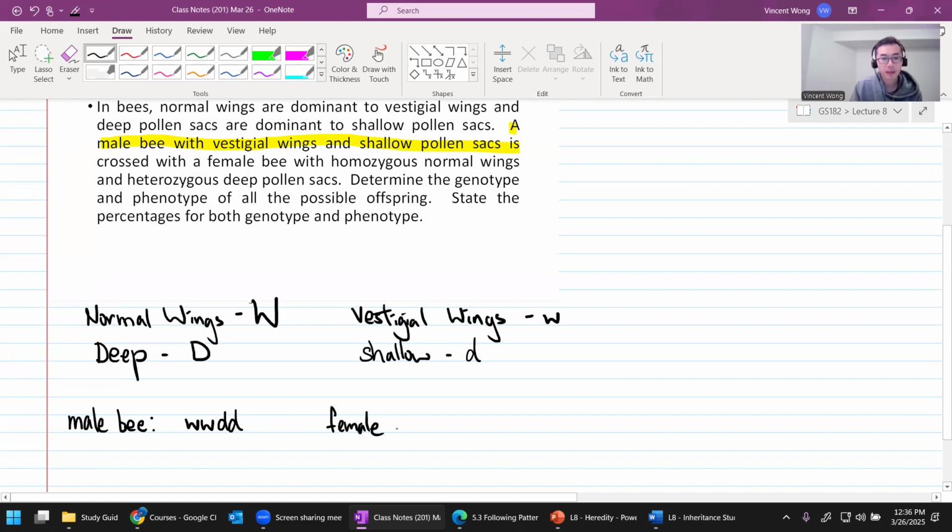Okay, and then we're going to look at the female bee. Female bee is right here. Homozygous normal wings and heterozygous deep pollen sacs. What would the genotype be? Can someone please tell me? W, capital W, W. Okay, big W, yeah. And here capital D and small d. Okay, so big W because it's homozygous, and heterozygous deep, so big D and small d. Very good.